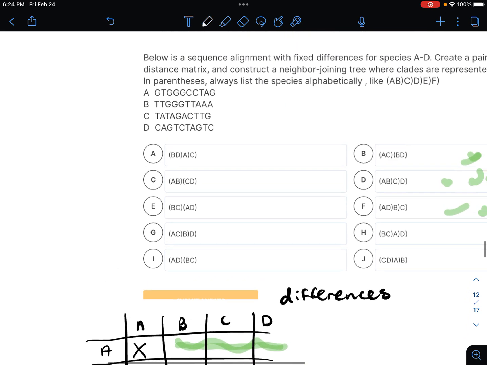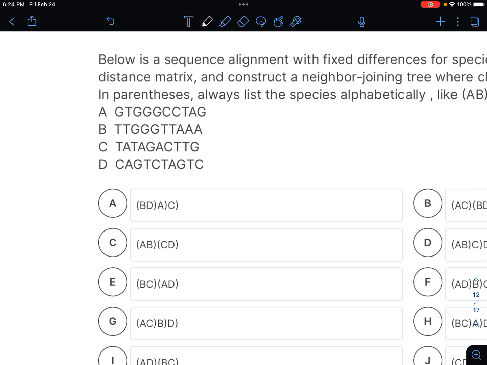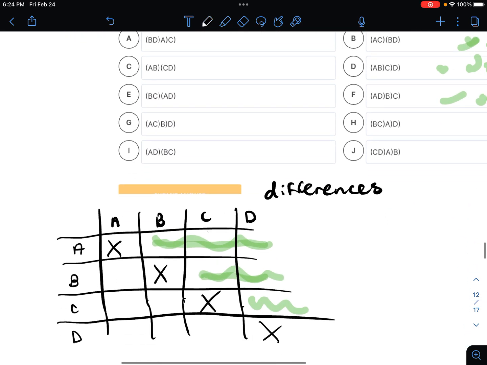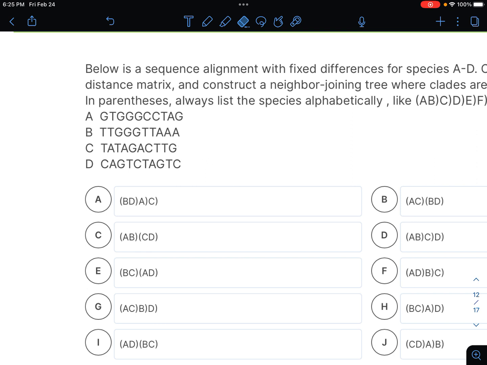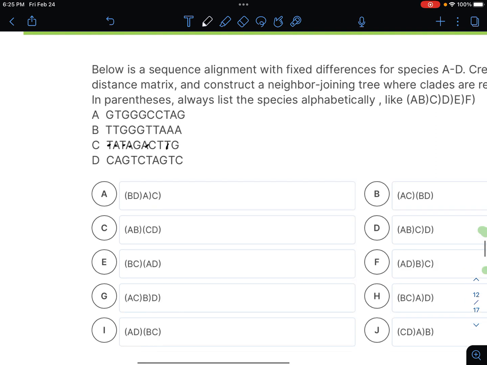Alrighty, let's look at our differences between the sequence of A to B. So we have one difference, two differences here, so a total of 3 right now. Let me make that more clear. There's our fourth difference, and then our fifth difference. So in between A and B, their sequences had 5 differences. Let's go and check A to C. So A to C, we have 1 difference, 2, 3, 4, 5, 6, and we only have 6 differences.